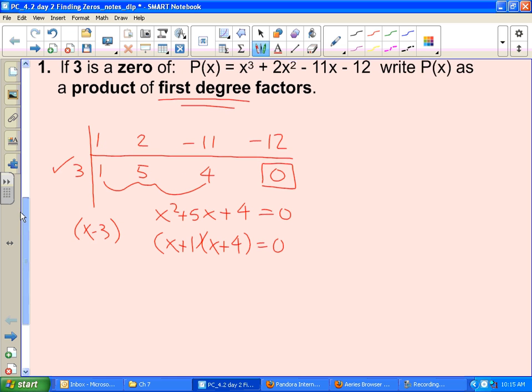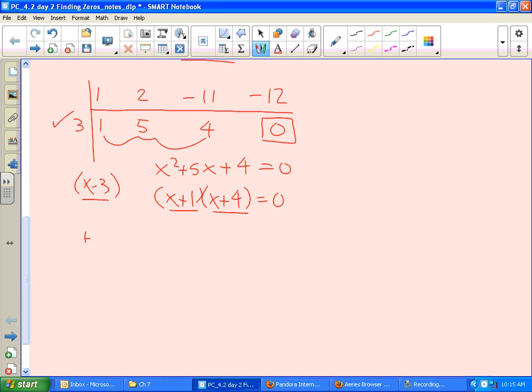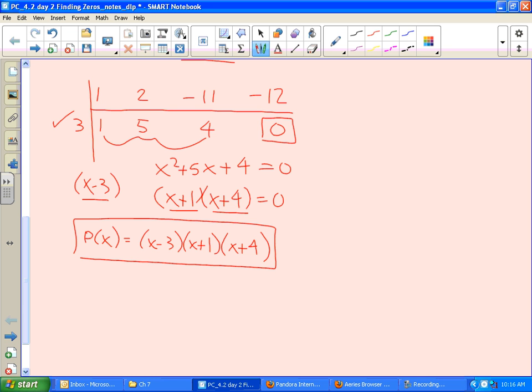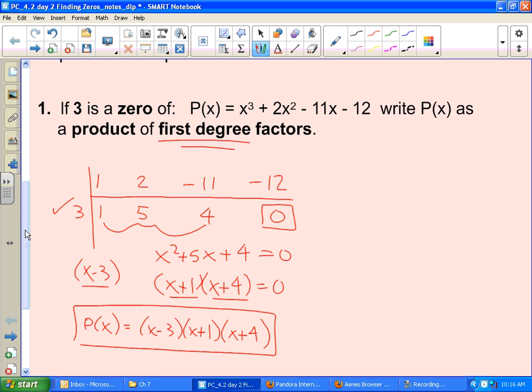So now I can write it as linear, linear, linear. Those are all linear factors. They're all mx plus b stuff. So I'd say p of x then is equal to x minus 3, x plus 1, x plus 4. So that's my zero theorem at work right there, being able to break things down into factors. All right, but we were doing a little bit of this yesterday, so that's nothing new.